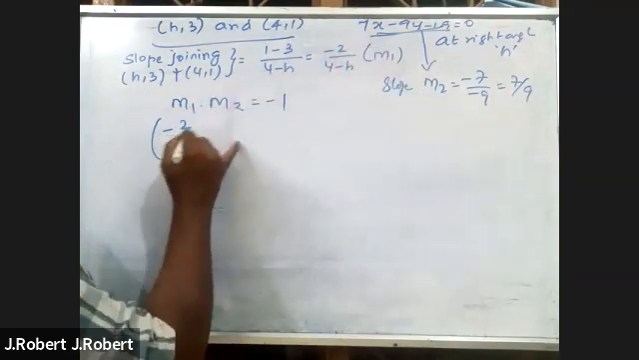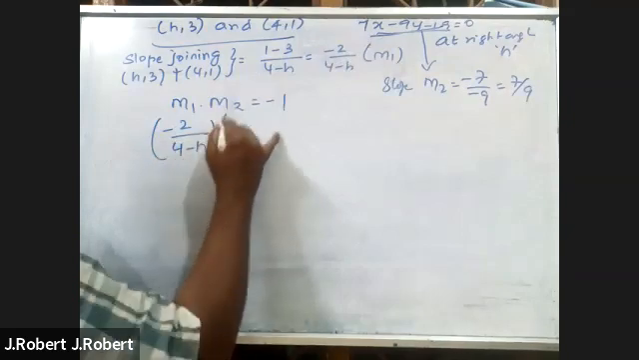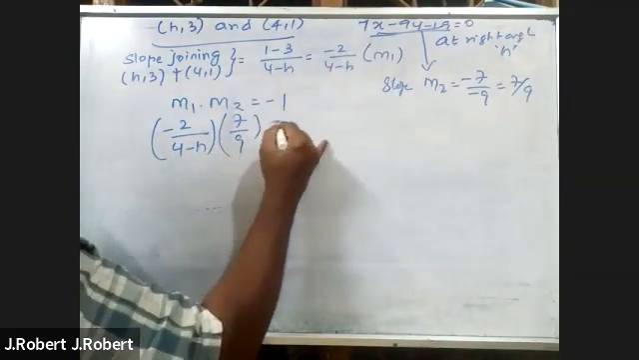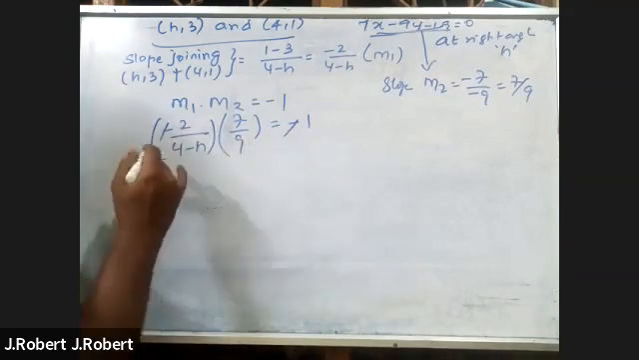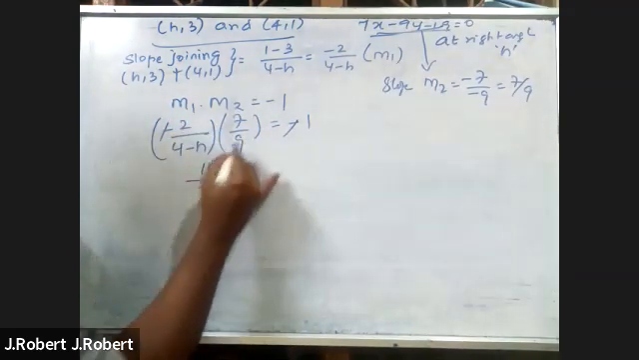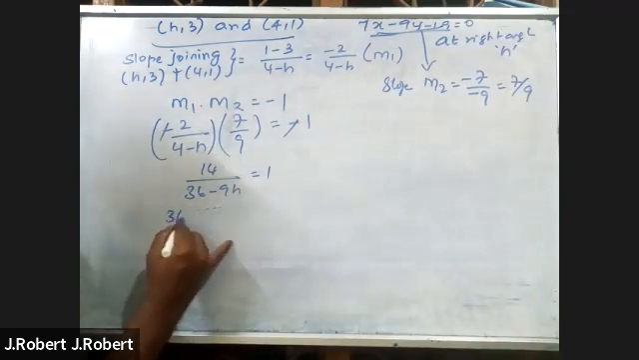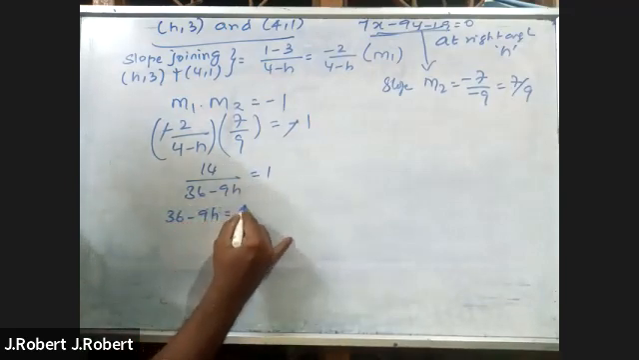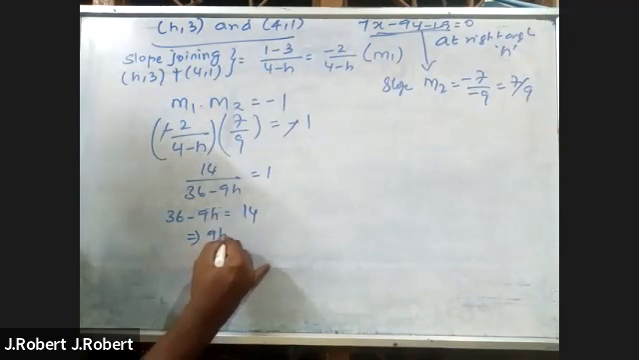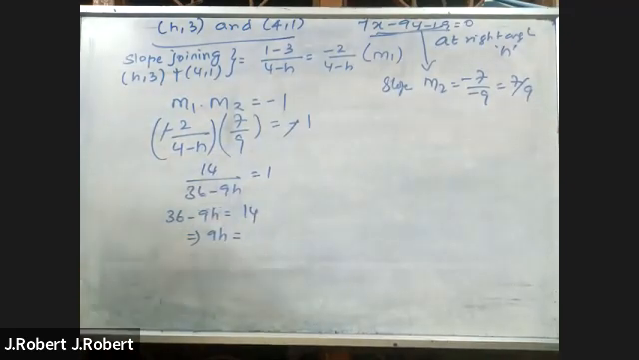Your m1 is -2 divided by 4 minus h. Your m2 is 7 by 9 equals to -1. Minus minus cancel. We have 14. 9 fours are 36 minus 9h is equals to 14. This will give you 9h equals 36 minus 14.